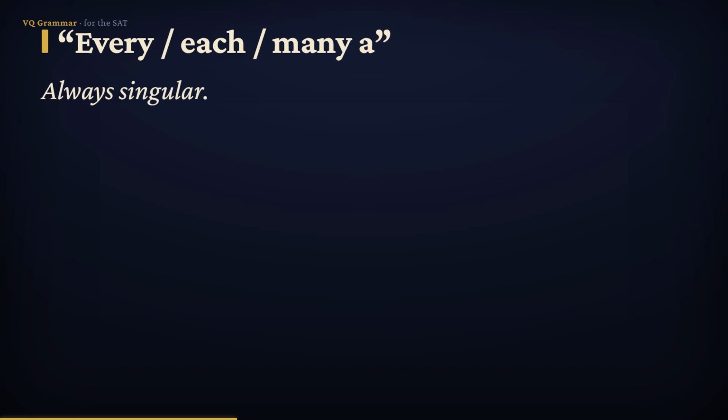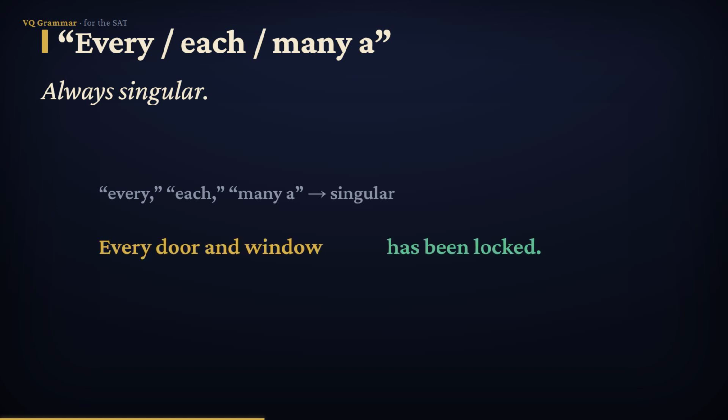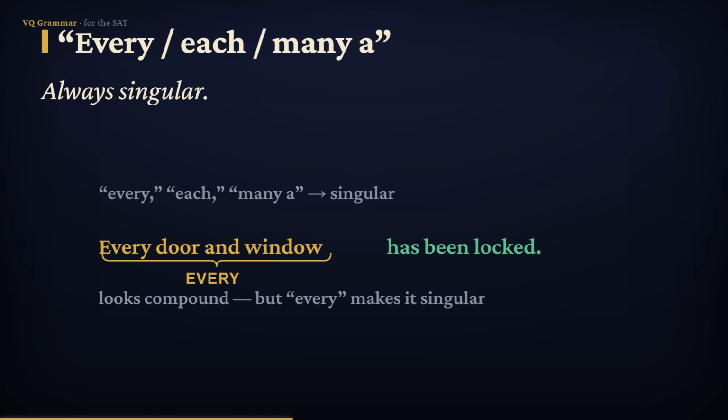One more pattern. When a compound subject is preceded by every, each, or many a, it becomes singular, no matter how many items follow. Every door and window has been locked. Even though door and window sounds like two things, the word every makes the whole subject singular, so has, not have. The same goes for each and many a. When you see those words leading the subject, switch to a singular verb.